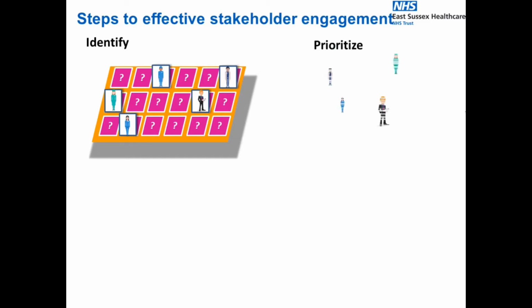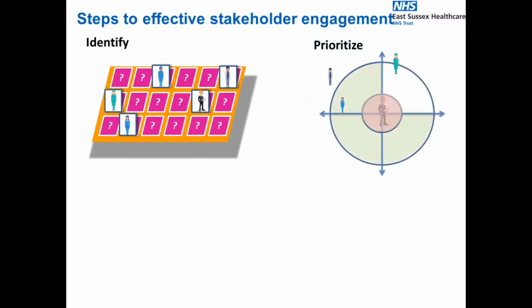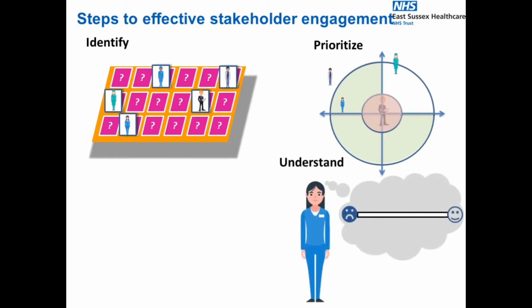Next, we need to think about how we prioritise those stakeholders so that we can use the time and resources that we have available for engagement work as effectively as possible. Often, two of the key things that we would think about are how much that stakeholder might be affected by the change that we're going to implement, but also how much influence they might have over the likely success of the project.